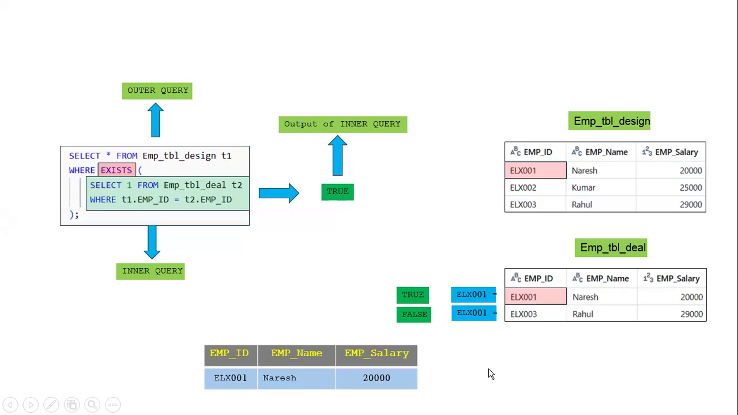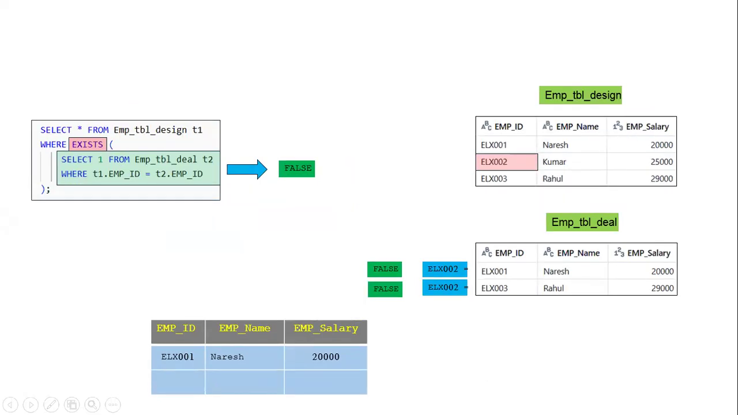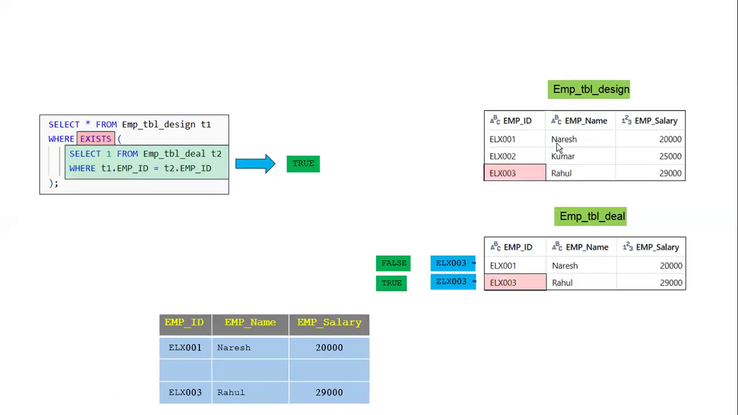Next, we'll check with the second record. Here I'm checking with the second record of the first table. ELX 002, I am comparing with each and every record. See here, there is no matching, so we are getting false. Since our inner query result is false, it won't print any row here. Our output is empty. Next we'll go for the final record.